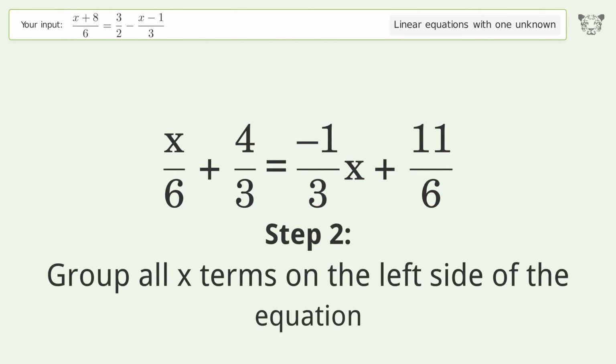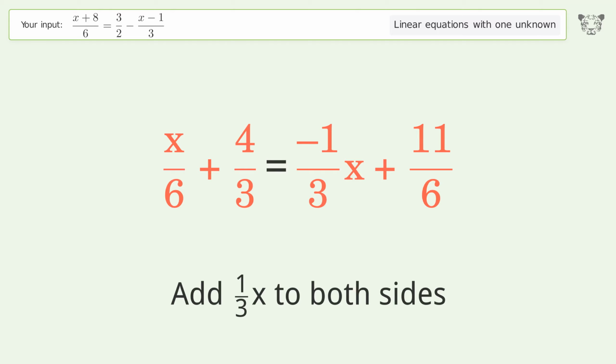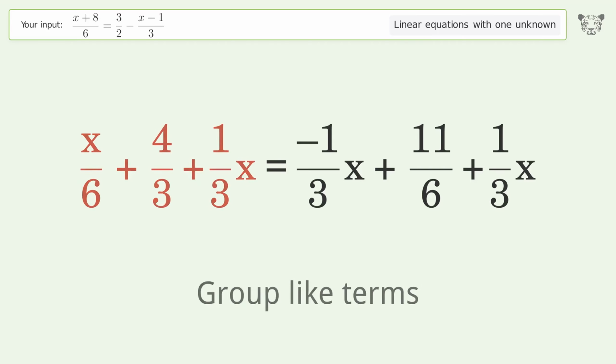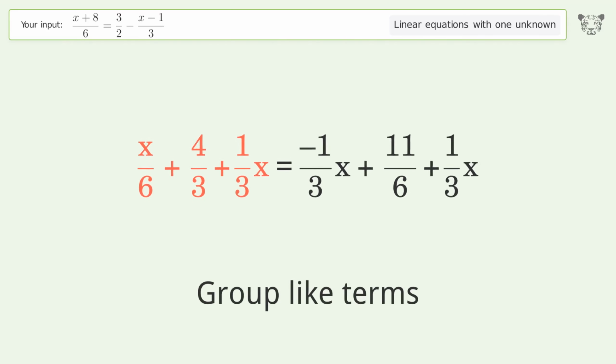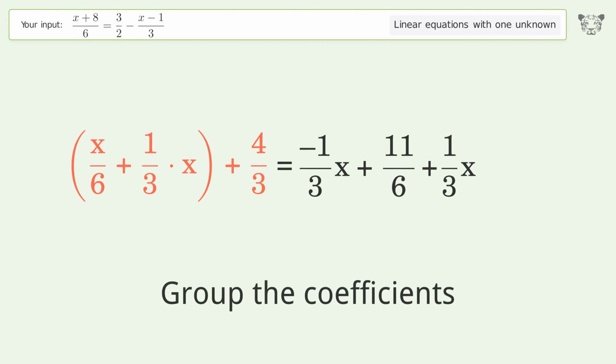Group all x terms on the left side of the equation. Add 1 over 3x to both sides. Group like terms. Group the coefficients.